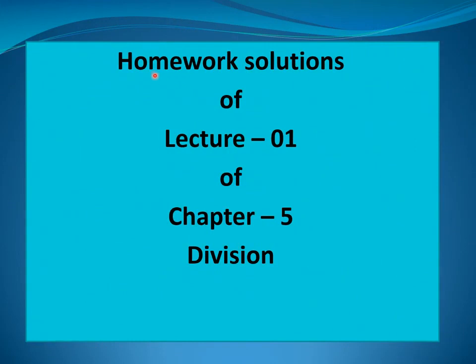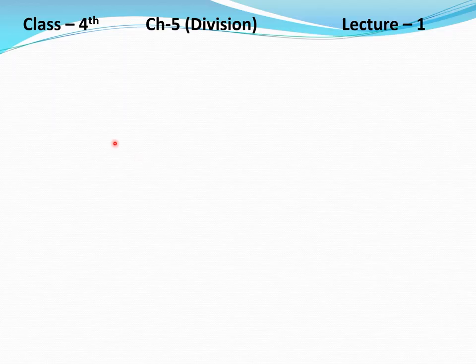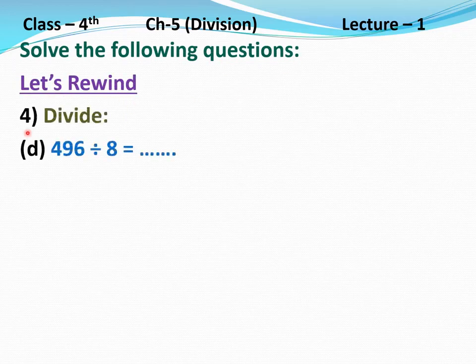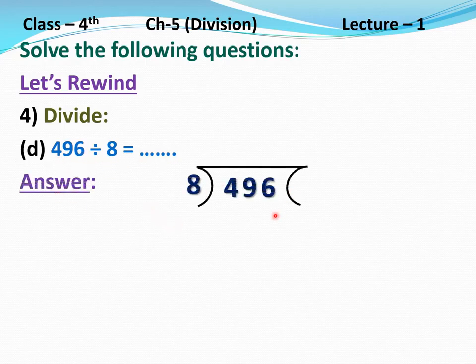Now, I will discuss homework solutions of lecture number 1 of chapter number 5, division. Now, solve the following questions. Let's rewind exercise. Question number 4. Divide D part. 496 divide 8 equal to dash. It means we have to divide 496 by 8. Write down answer. Make a sign like this. Write 8 here and write 496 here.